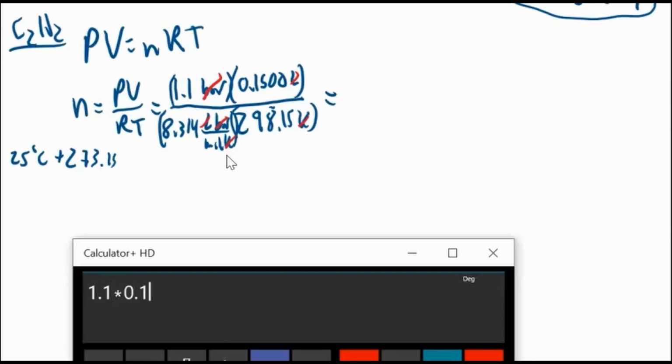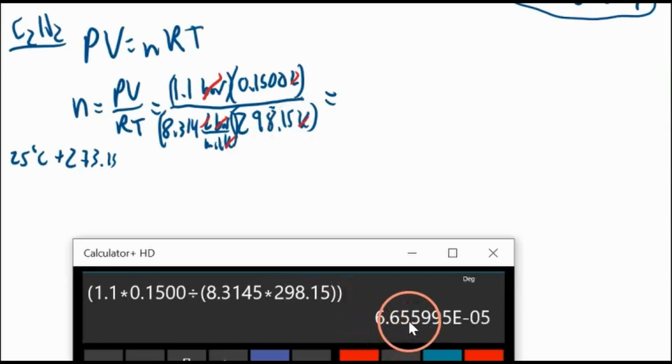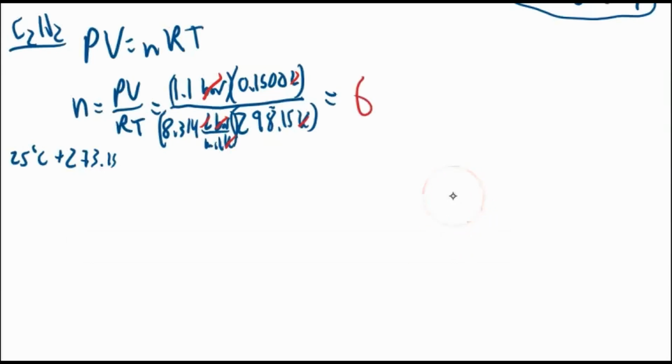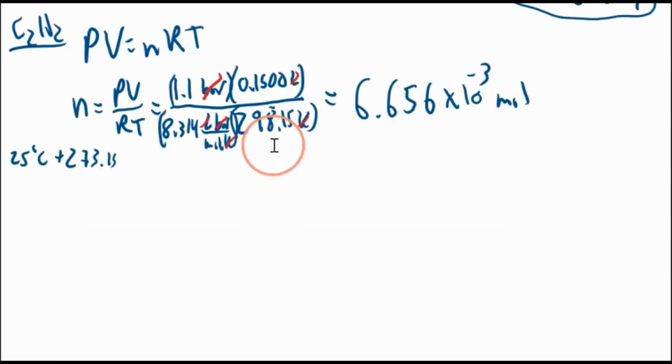1.1 times 0.150000 divided by 8.3145 times 298.15 is a really small number. Okay, well, it is a gas. 6.656 times 10 to the negative... Was it 5 moles? I better double check this. Okay, 5 moles, and this is of our product, C2H2.